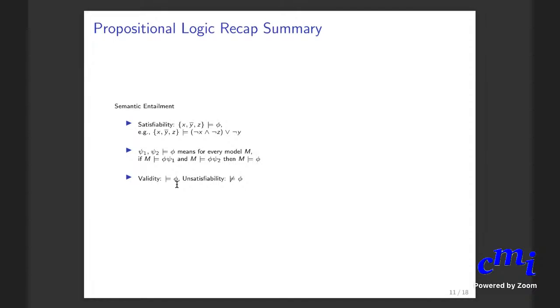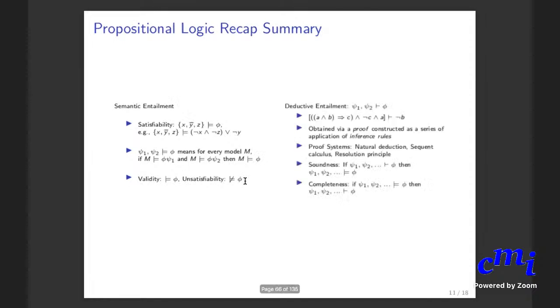So validity: we say that a formula is valid if it is true for every model. It is unsatisfiable if there's no model for which it is true. And the way we have defined the semantics, a formula is valid if and only if its negation is not valid.